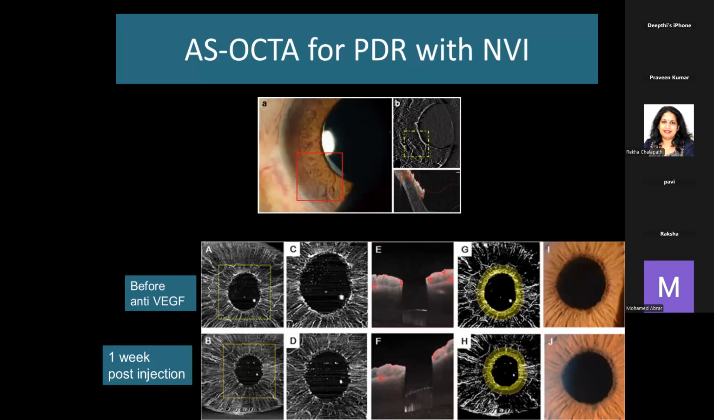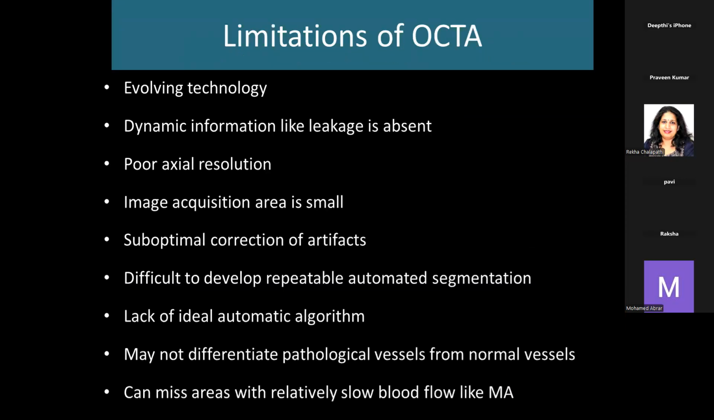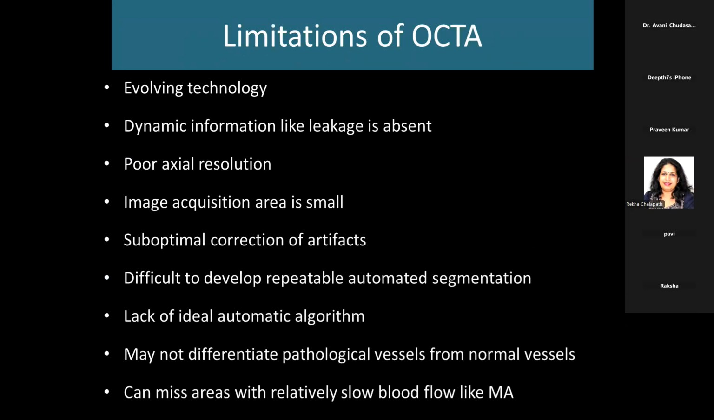But OCTA has certain limitations, as I told before. This is an evolving technology. The leakage cannot be picked up. Image acquisition area is small, unlike ultra wide field OCTA. Sometimes there could be artifacts. The segmentation problem can be there. Sometimes you may have difficulty in identifying which is a pathological vessel and which is a normal vessel. And you can miss some of the microaneurysms if there is a sluggish flow.